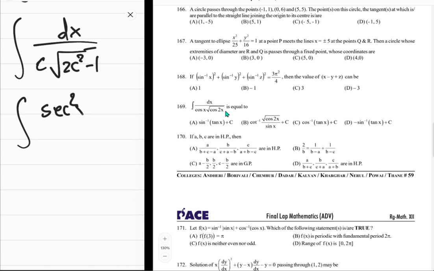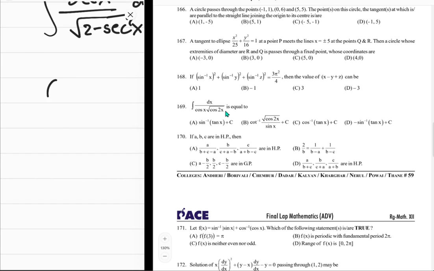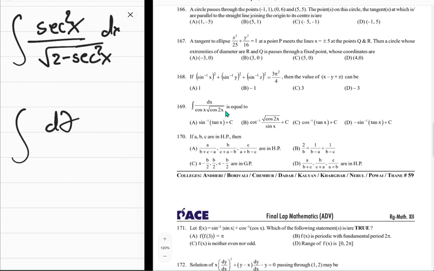secant square x. Now where did this second secant x come from? It came from here. It's going to be square root of 2 minus secant square x, like this, dx. And then you know integration of dt, where t is just tan x, and here we get square root of, well yeah, so secant square x minus 1, that is tan square x. It's just 1 minus tan square x.